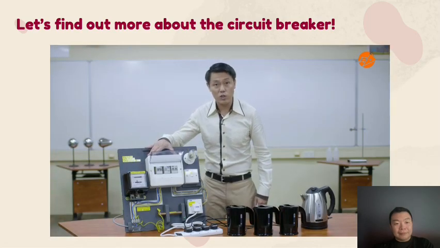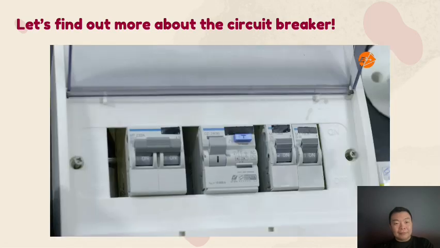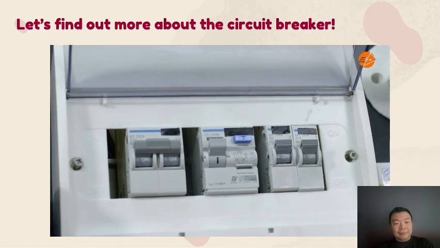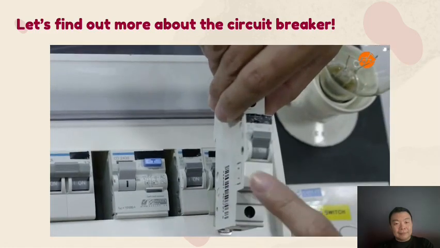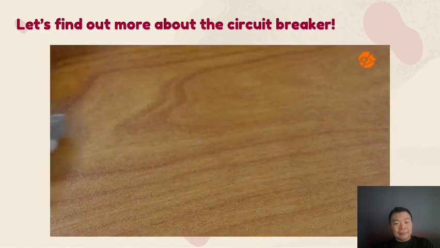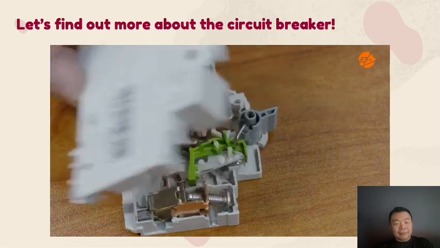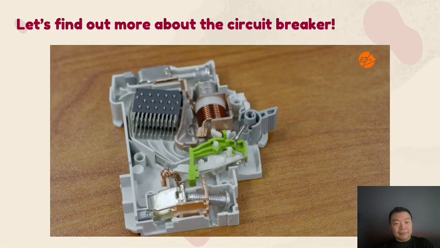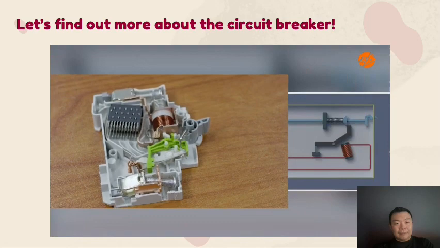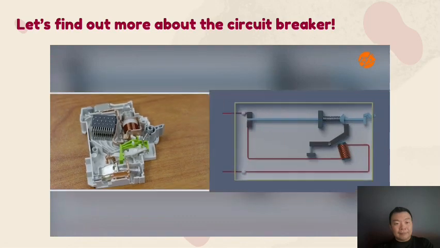What you see here is a consumer unit commonly seen in a HDB flat. And this is a single circuit breaker. When we open it up, its components look like this. To help you see the components more clearly, let's use this simple animation instead.